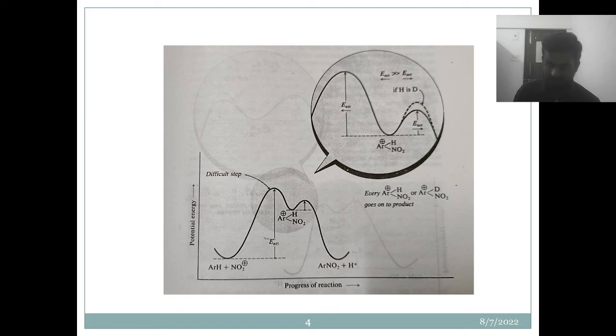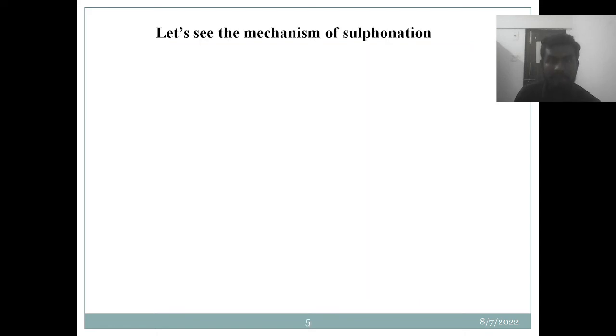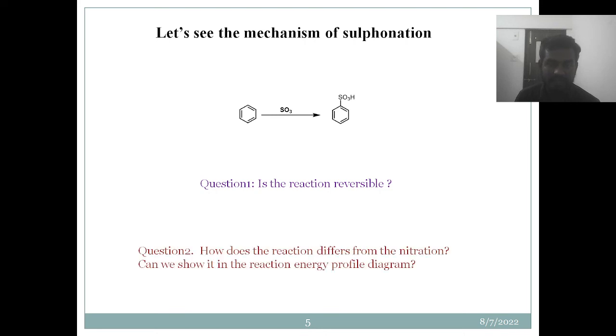Since we have less time, I will go into the next slide. So let's see the mechanism of sulfonation, which is very similar to the earlier scenario. This says, and I think you can draw the mechanism, it's very clear and easy. Now the question is whether the reaction is reversible or not. And I pose the second question: how does the reaction differ from the nitration? The reaction differs from the nitration in that some kinetic isotope effect is observed. So remember, I am saying there is some sort of kinetic isotope effect observed here. So does it mean that it follows the second hypothesis? Actually, it does not. Can we show it in the reaction energy profile diagram? I will show that clearly here.